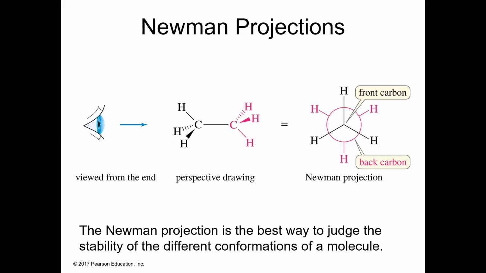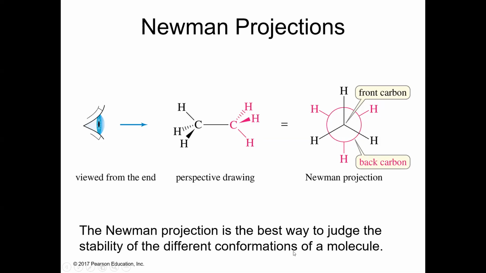Well, in the middle, we have what's called a perspective drawing. The wedge hydrogens are in front, the dashed hydrogens are behind. And then if we rotate this 90 degrees so that we're looking along this carbon-carbon bond, this can be represented by what's called a Newman projection.